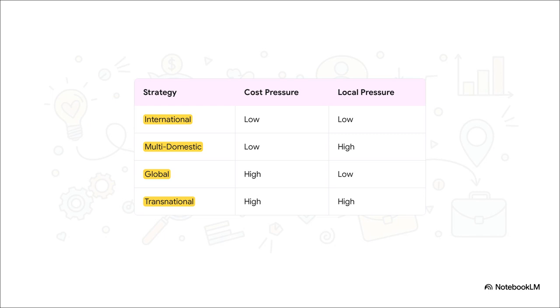It maps out the strategies against two key pressures, the pressure to cut costs and the pressure to be locally responsive. For example, a global strategy is for when cost pressure is high but local adaptation isn't a big deal. This grid is your key to a perfect answer on this question.